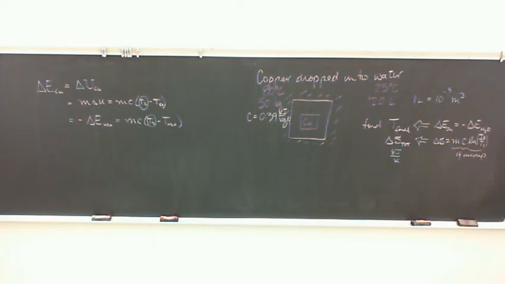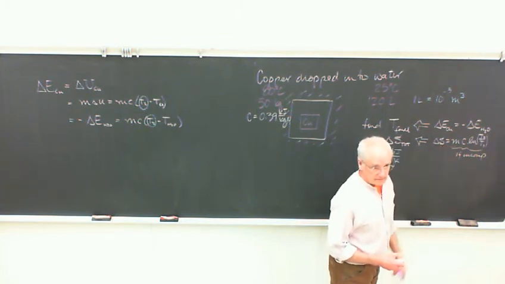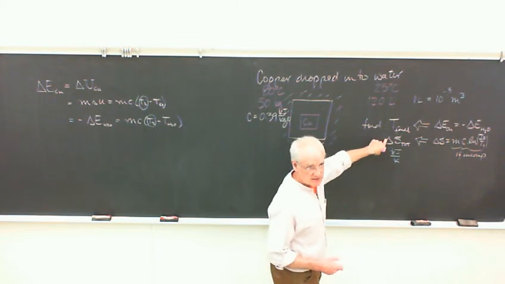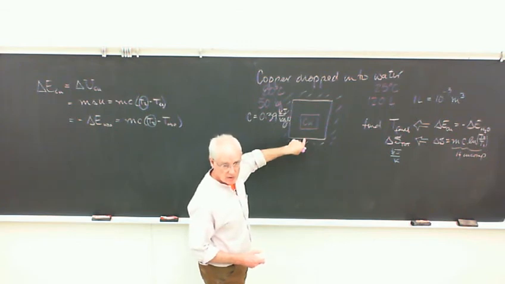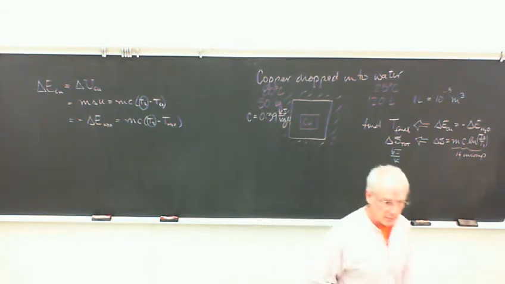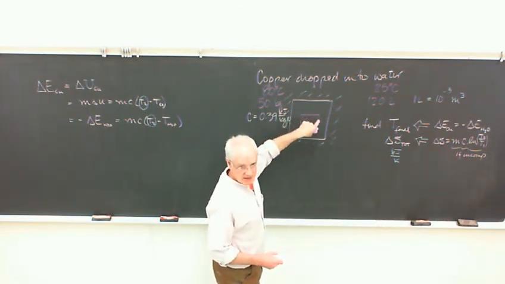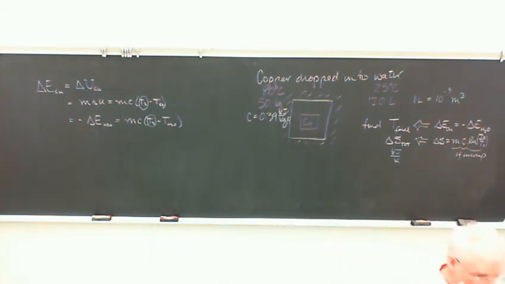Stuck? Where? You okay with that? Oh no, you did that one. You got that. We're trying to find out the total entropy change of the system, which is the entropy change of the copper plus the entropy change of the water. They won't be equal and opposite because it's not a reversible process. The copper is going to lose entropy because it's losing heat. The water is going to gain entropy, but not by the same amount.